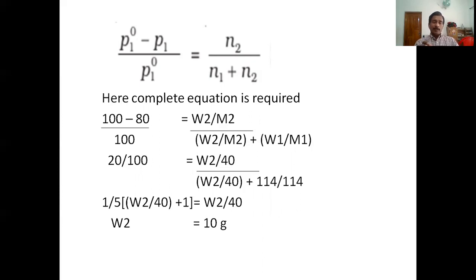And there is a reduced form of equation for this. In such a case, if the concentration of the solution is comparatively more, then there is another equation. Those who are interested, please note it. The equation is (P1⁰ minus P1) divided by P1, where P1 is the total vapor pressure of solution, is equal to N2 by N1. What is the equation? (P1⁰ minus P1) divided by P1⁰ is equal to N2 by N1. Instead of P1⁰, what you have to write? P1, or vapor pressure of solution. Then you will get the same answer, 10 gram.